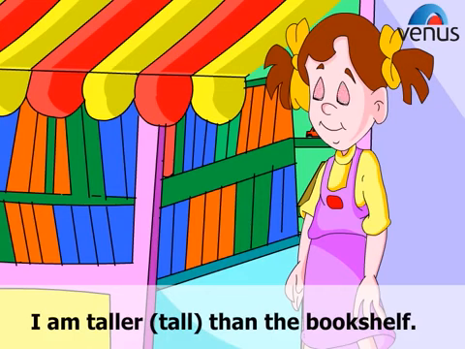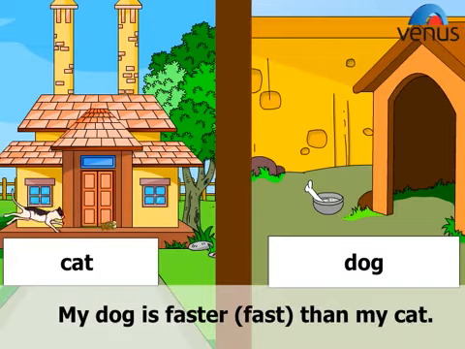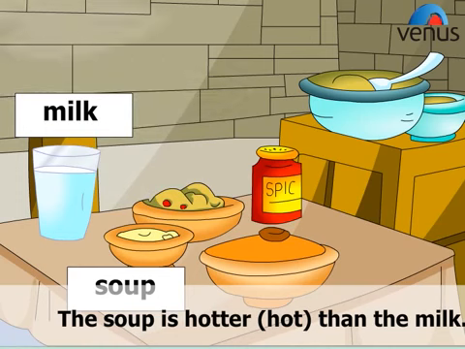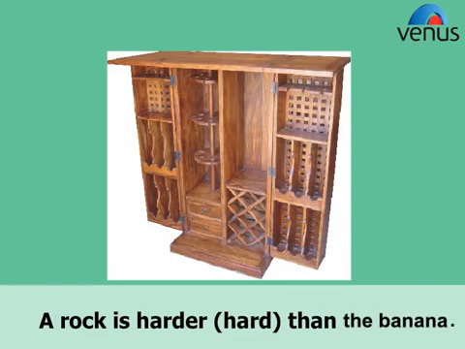Er is added to old. I am taller than the bookshelf. Er is added to tall. My dog is faster than my cat. The soup is hotter than the milk. A rock is harder than the banana.